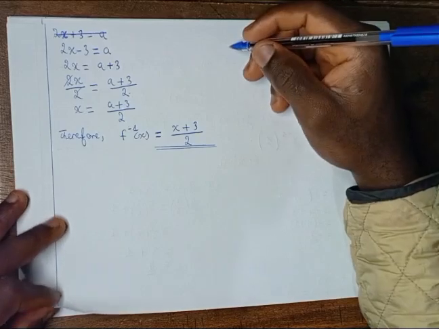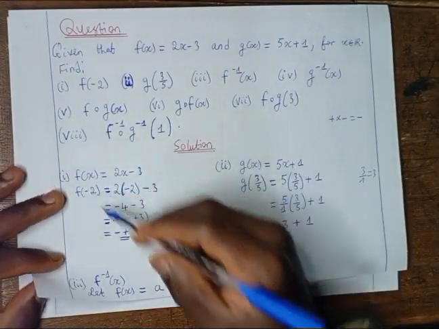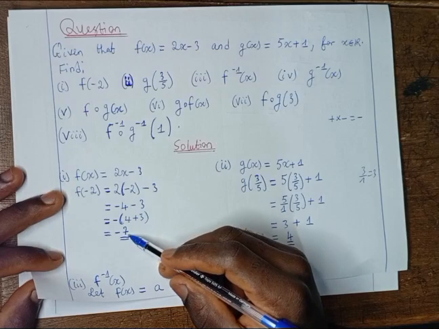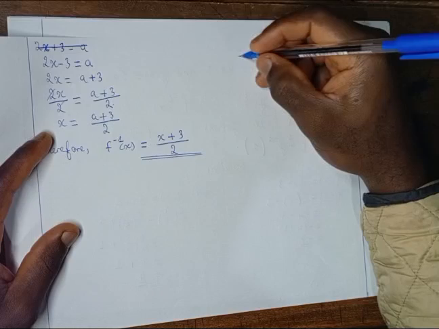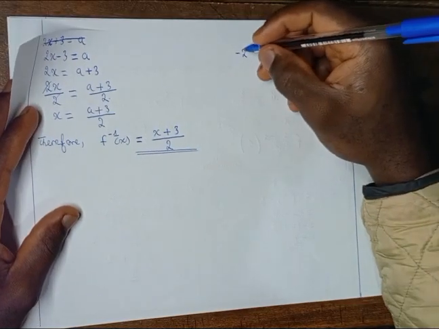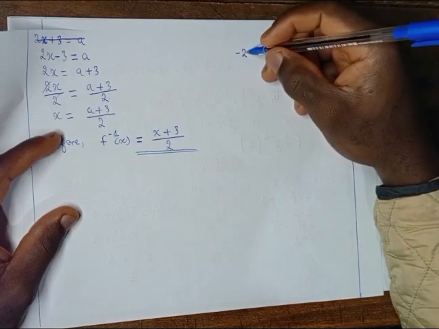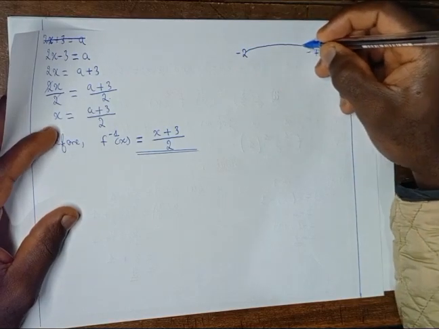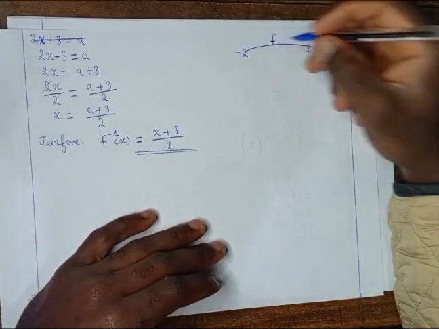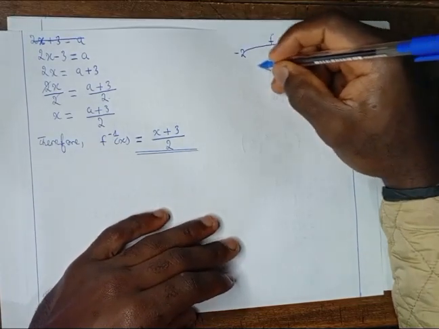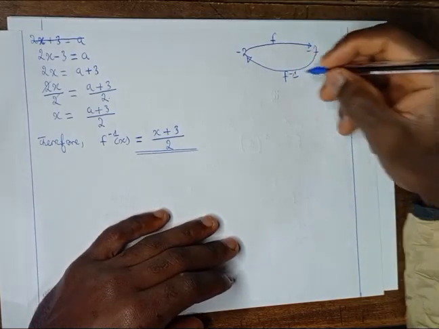Take for example in I, we calculated f of negative 2 and got negative 7. Negative 2 is in the domain, and then in the codomain we have negative 7. So from here to here is our function f of x. From here back to here is our inverse function f inverse.